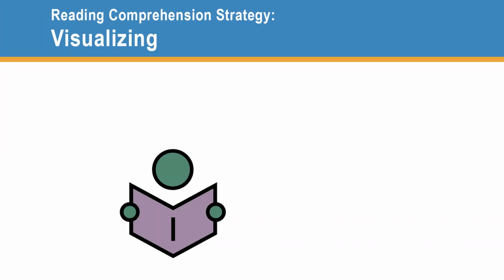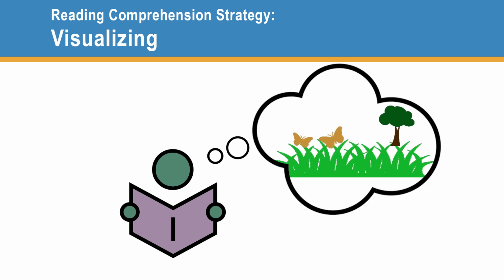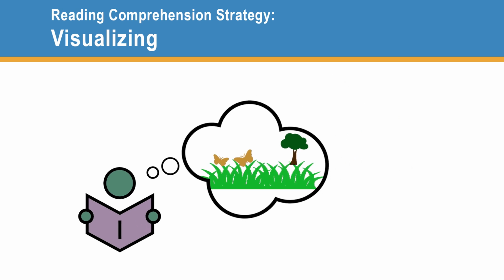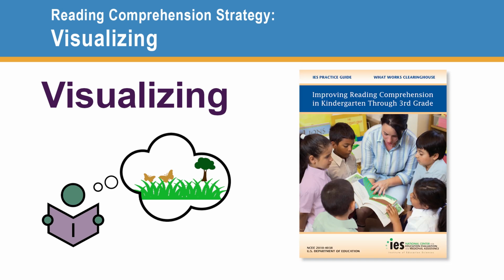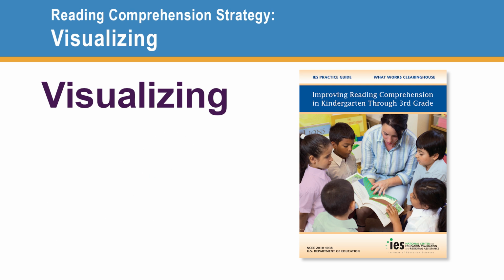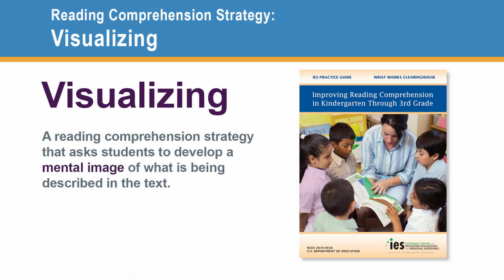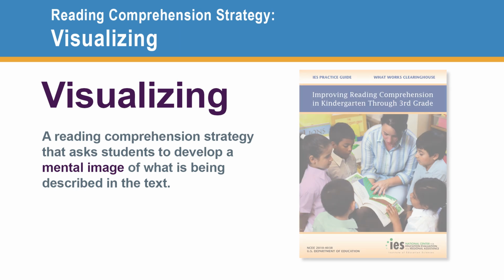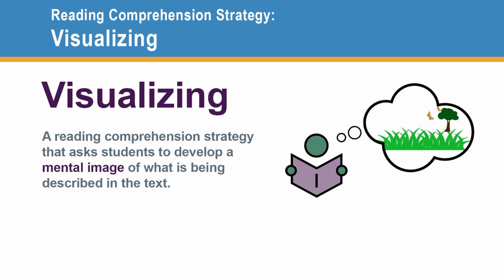When you read, do you imagine what is happening in the text in your head? If so, you are applying a strategy called visualizing. The What Works Clearinghouse Improving Reading Comprehension in Kindergarten through 3rd Grade Practice Guide describes visualizing as a reading comprehension strategy that asks students to develop a mental image of what is being described in the text. Visualization not only includes images, but also smells, sounds, and other sensory experiences.